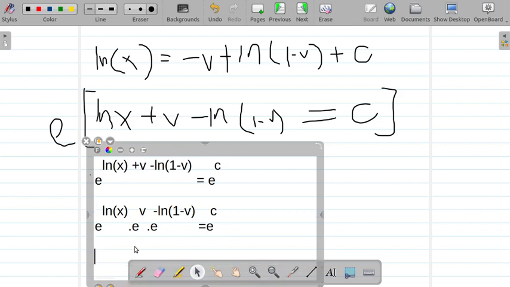So, ang mabilin is x times e raised to the power of v, minus times negative ln 1 minus v, is equals to e raised to the power of c is just equals to c.